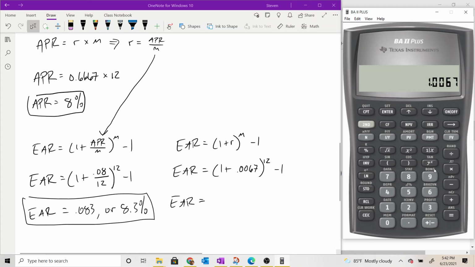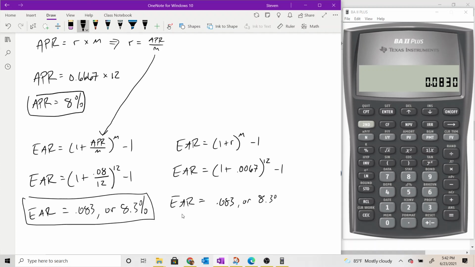All right, and then I need to raise that to the 12, so I'll press y to the x, 12 equals, and then I need to subtract 1 still, minus 1. And I get the exact same answer of 0.083, or 8.3%.